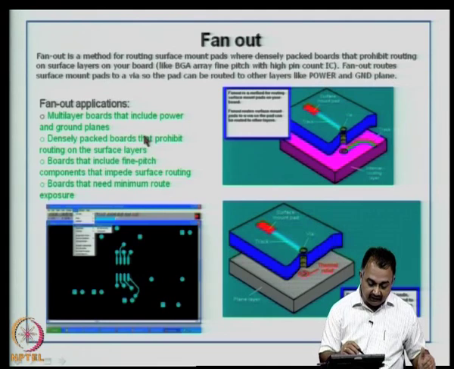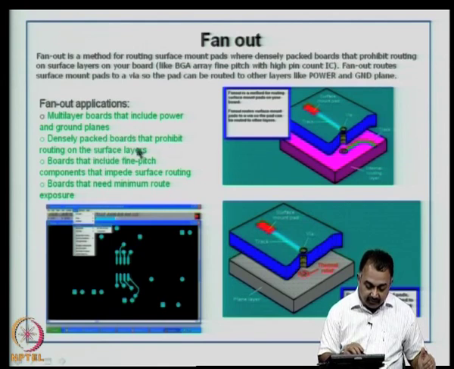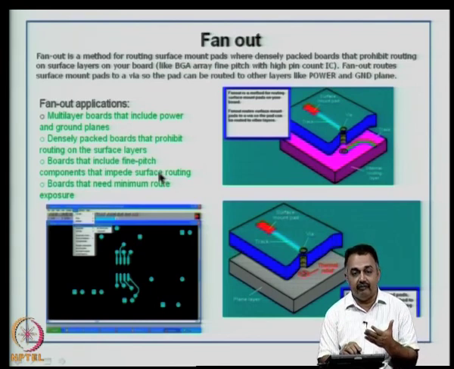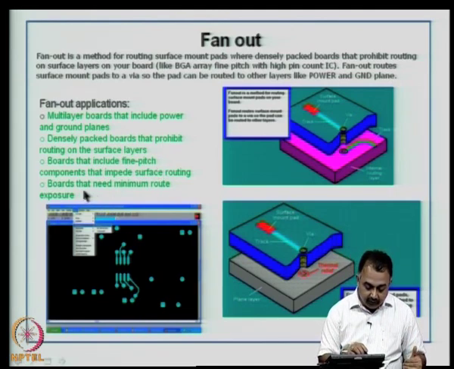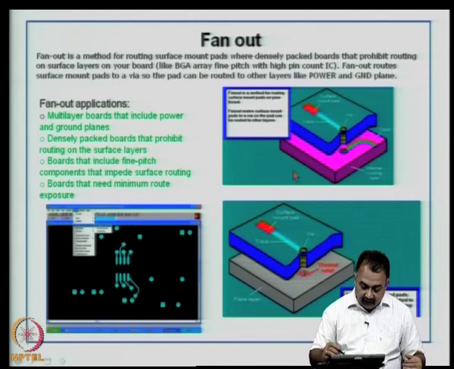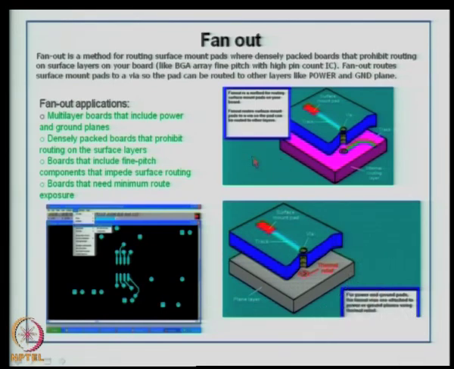So, the fan out applications are when you use multilayer boards that include power and ground planes, densely packed boards that prohibit routing on the surface layers because you require space, boards that include fine pitch components that impede surface routing. When you have fine pitch components, you can't fan them out or spread them out on a single layer. So, you slowly move into another layer using a via. Boards that need minimum routing exposure. Okay. So, these are the instances where you will use a fan out.